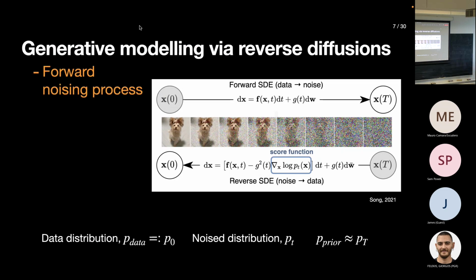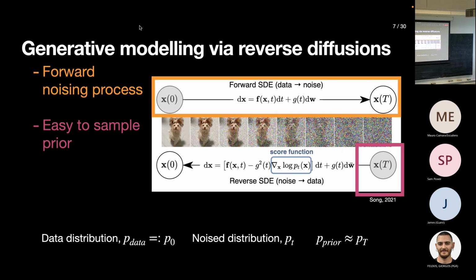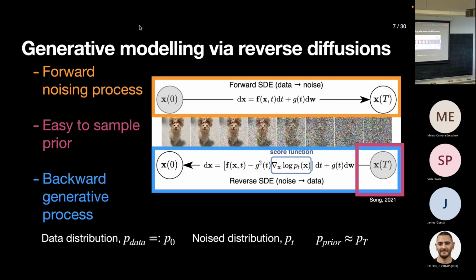So it's a forward noising process. And then the reverse diffusion consists of sampling from a prior, so this p_T would be a Gaussian, and then running this reverse diffusion, this backward generative process. And what you notice is that the backward process here is not just the negative of the forward in terms of the drift. So this is actually negative time, so it's not very nice, but essentially this should be negative.